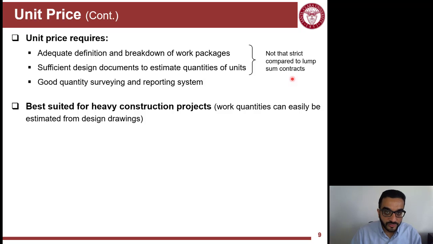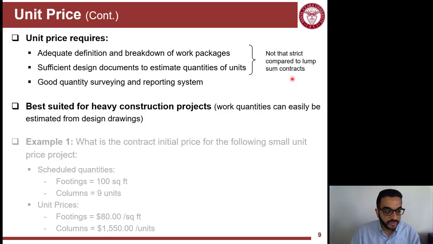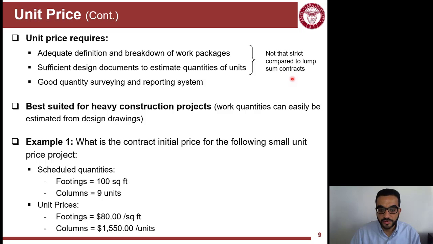It's very suited for heavy construction projects like roads and dams, because they typically involve the same scope, but the quantities are different. And depending on the site conditions, quantities can change, and this is why you would let the quantities change during the project.